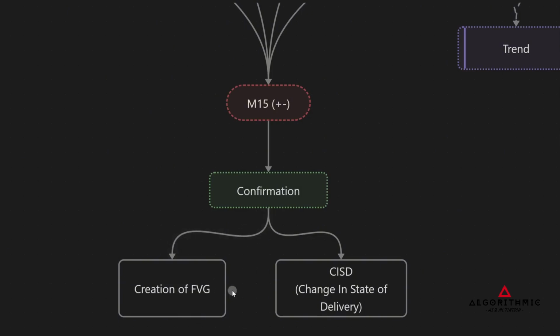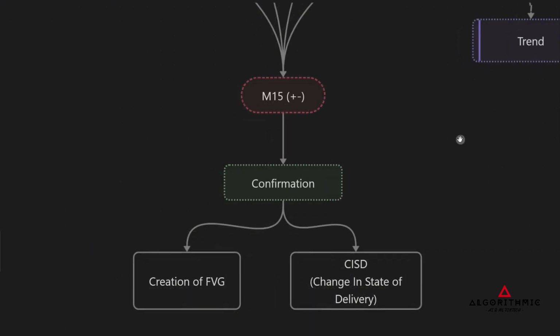We have 2 types of confirmation. First one is the creation of a fair value gap. What I want to see is the price creating a fair value gap off that 4 hour or BPR or any of the PD arrays. The other confirmation is the change in state of delivery, which is pretty much engulfing the latest bullish or bearish candle, and that's the creation of an order block.